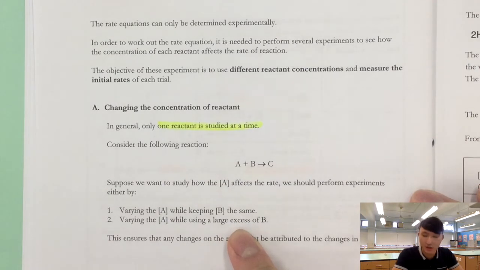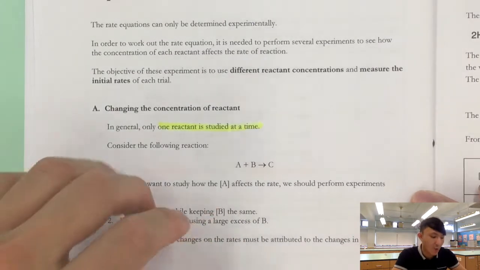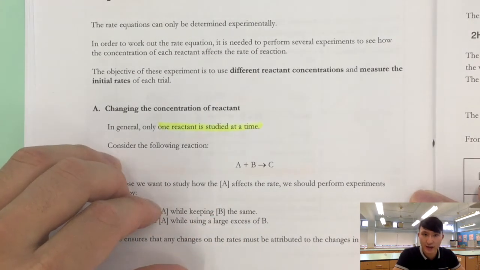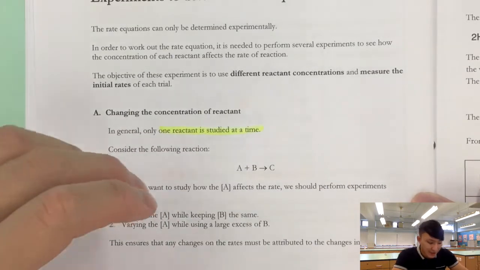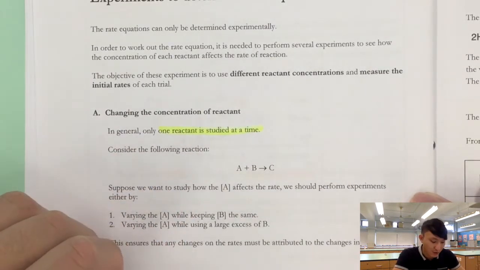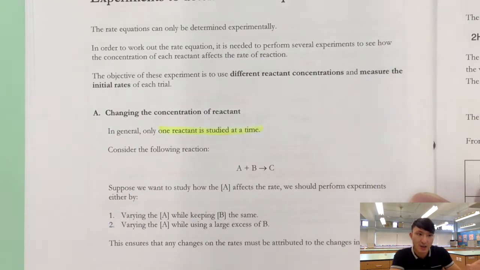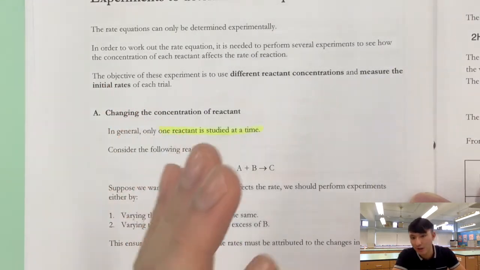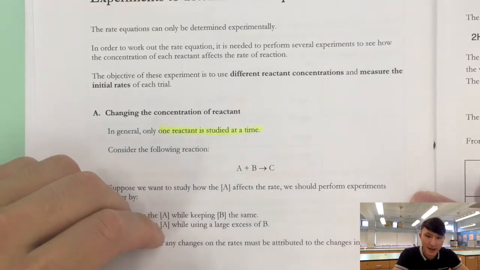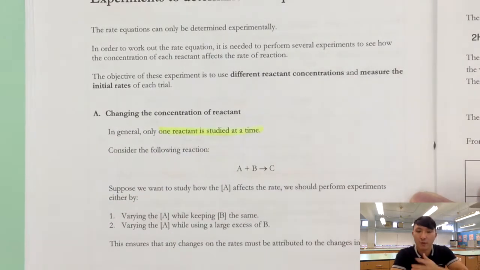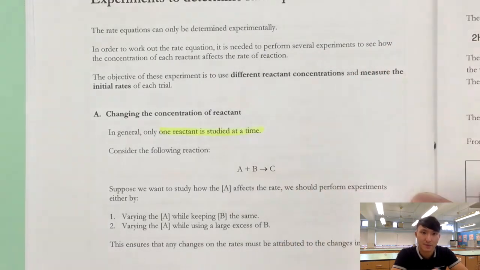So we set the concentration of B as the controlled variable, and every time we are changing the concentration of A. And for each trial, we are looking at the initial rate. Then we are able to establish the relationship between the concentration of A and the initial rate, and from there we are able to tell the order with respect to A. Okay?